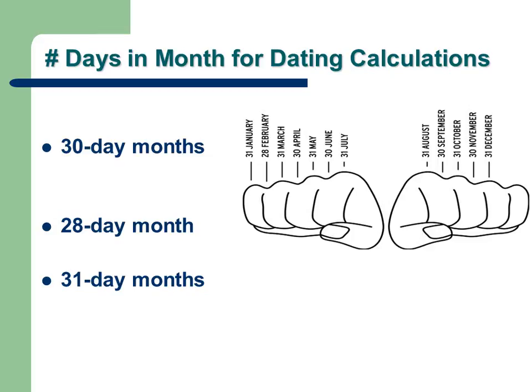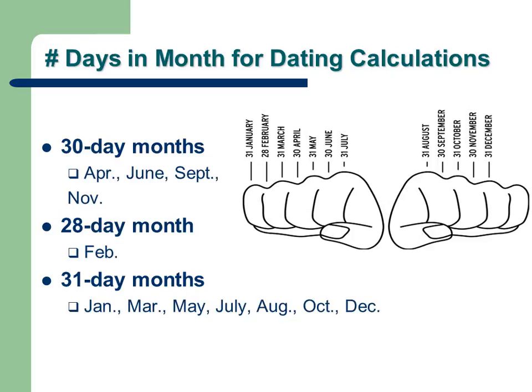I don't know if you're familiar with this kind of method. In case you forget which month has how many days, try to remember how to use the knuckles, and that may help. So in summary, April, June, September, November have 30 days. February has 28 days, and the rest of the months have 31 days.